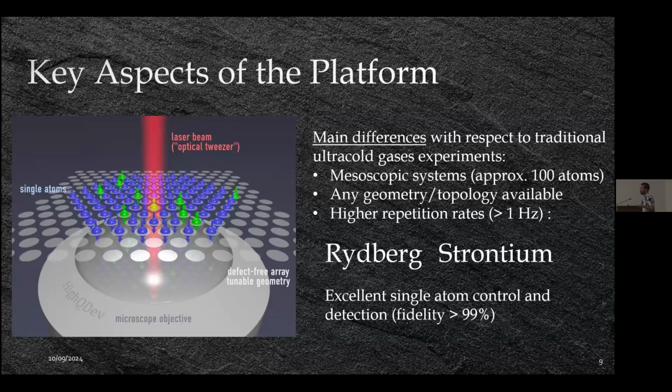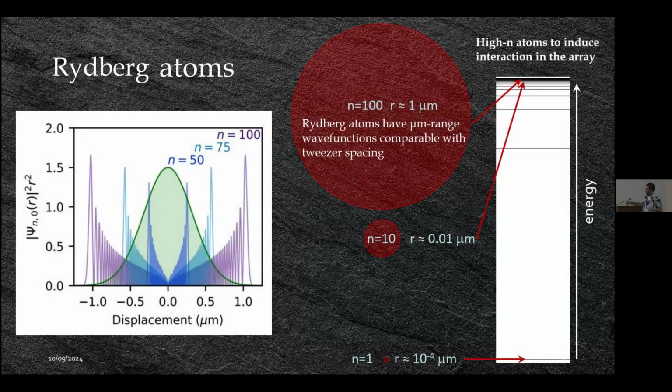The other two ingredients are, again, Rydberg and strontium. Let's investigate a little bit of Rydberg. A Rydberg atom is essentially an atom that has been excited to a higher energetic level. We're talking about a principal quantum number of around 100. In this case, the wave function of the electron moving around the nucleus will be displaced by about 1 micrometer more. So what's the point in doing so? The displacement of the wave function will create interaction at long distances.